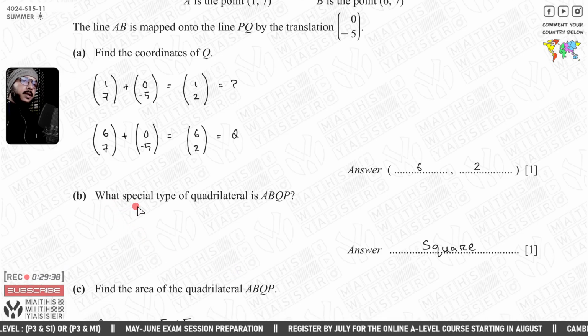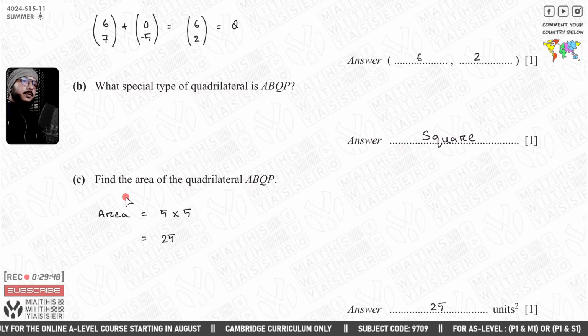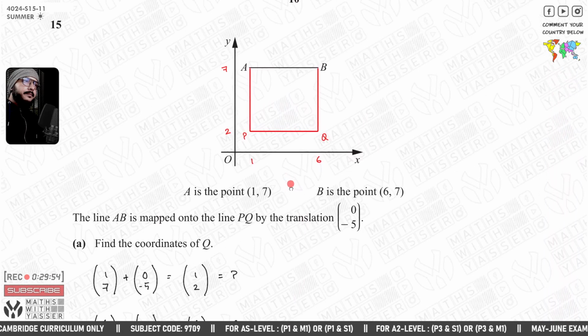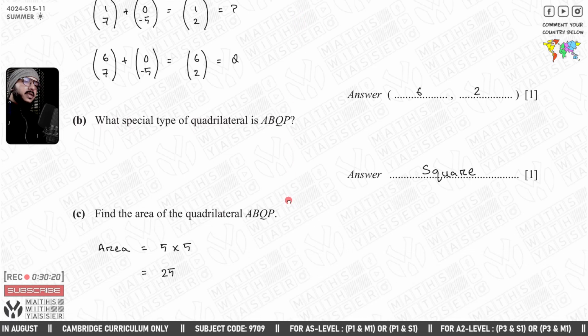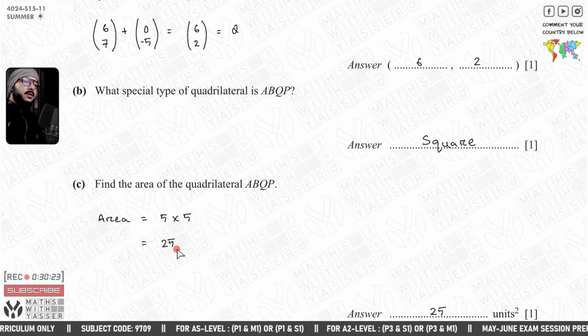In part B, it says what special type of quadrilateral is ABQP. So it is a square. Then we are asked to find the area of the quadrilateral ABQP. Let's look at the diagram again. Since this is a square, we can just square the length to find the area. As you can see, the difference from 2 to 7 is 5, and the difference from 1 to 6 is also 5. Therefore, it is a square, of course. So to find the area, we simply multiply 5 times 5 and that gives us 25.